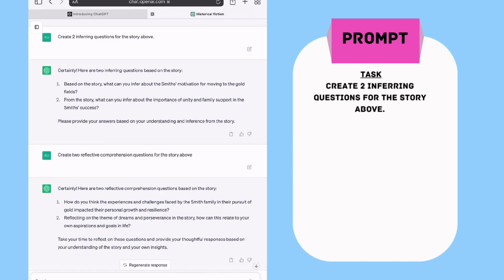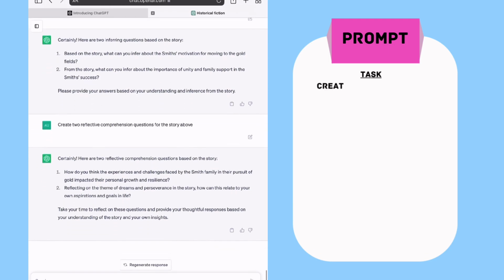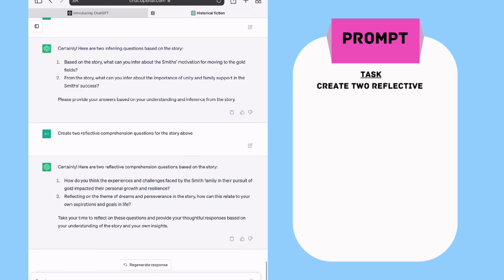Based on the story, what can you infer about the Smiths' motivation for moving to the goldfields? And lastly, if you want to get a little bit more of a reflection, I use the prompt, create 2 reflective comprehension questions for the story. It has asked one of them, how do you think the experience and challenge faced by the Smith family in their pursuit of gold impacted their personal growth and resilience? So it's given some really deep thinking questions there that I think would be good for my top literacy group.